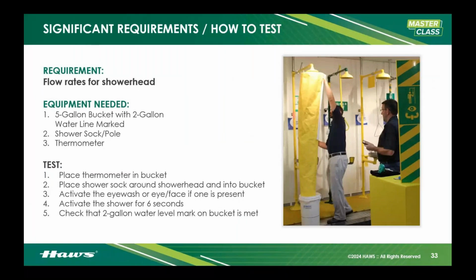Now for the shower test, you're going to need that 5-gallon bucket with the 2-gallon water line marked. We're going to need the shower sock and pole, and we're going to need the thermometer. Throw the thermometer in the bottom of the bucket. Place the shower sock firmly around the shower head and run the bottom into the bucket.